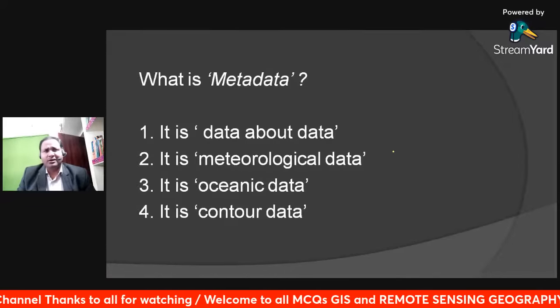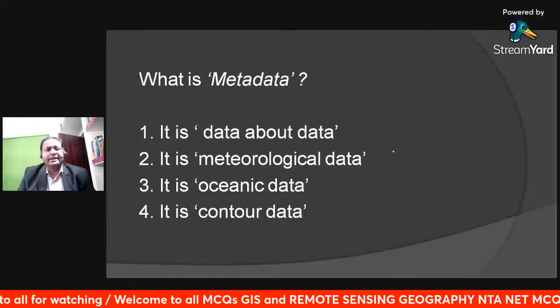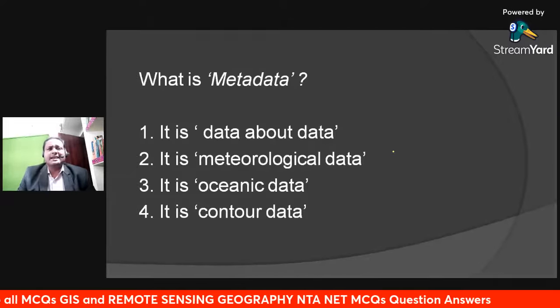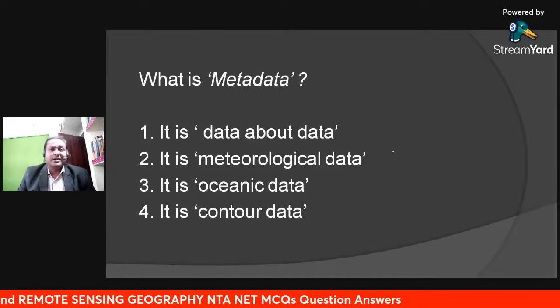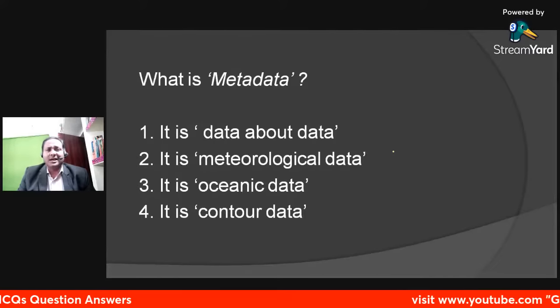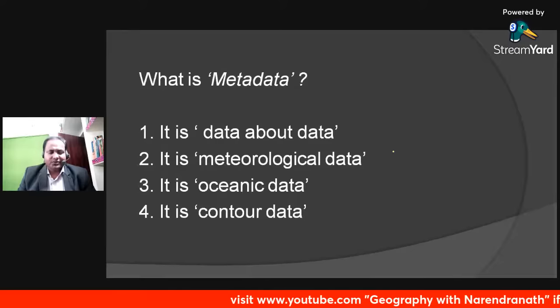Next, another very important question: what is metadata? It is a very relevant and very important question. It is data about data, it is meteorological data, it is oceanic data, and it is contour data. So definitely, it is very important.